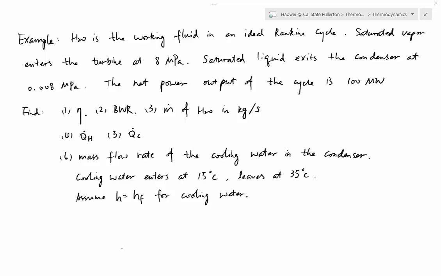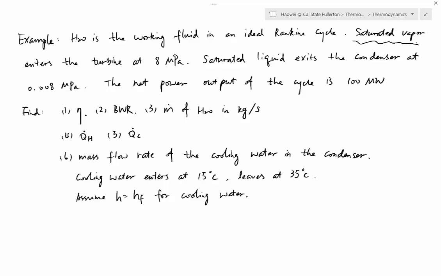Now let's do one example. What we have is an ideal Rankine cycle, and we know water is the working fluid. Saturated water enters the turbine at 8 megapascal. Entering the turbine, that's point number one. So we know point number one is saturated water vapor. So that's G point. And then saturated liquid exits the condenser at 0.008 megapascal, leaving the condenser, that's number three. So we know at number three, it must be F point.